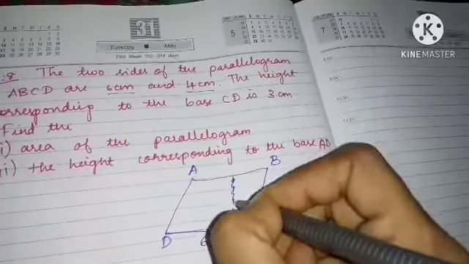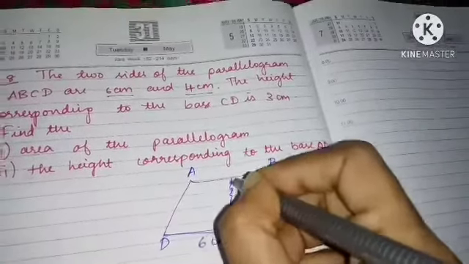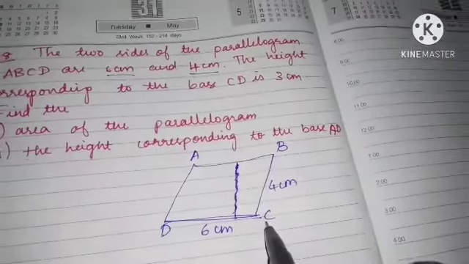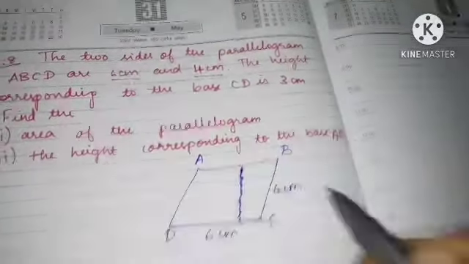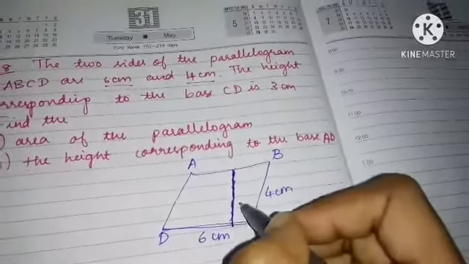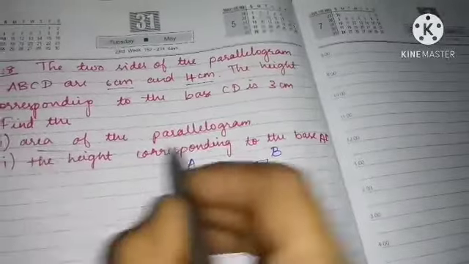Or you can draw like this. Okay, I am just drawing here. See, the base is CD. So corresponding to the base, which is the height? This one is the height, correct? So what is the height of the parallelogram? 3 centimeter.